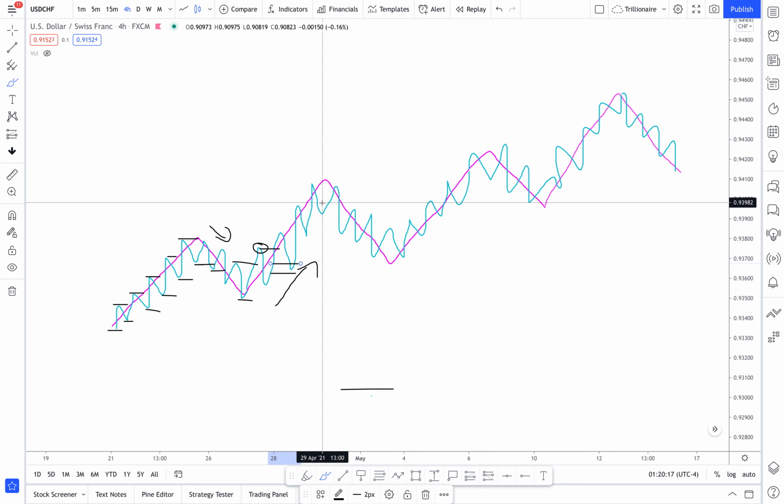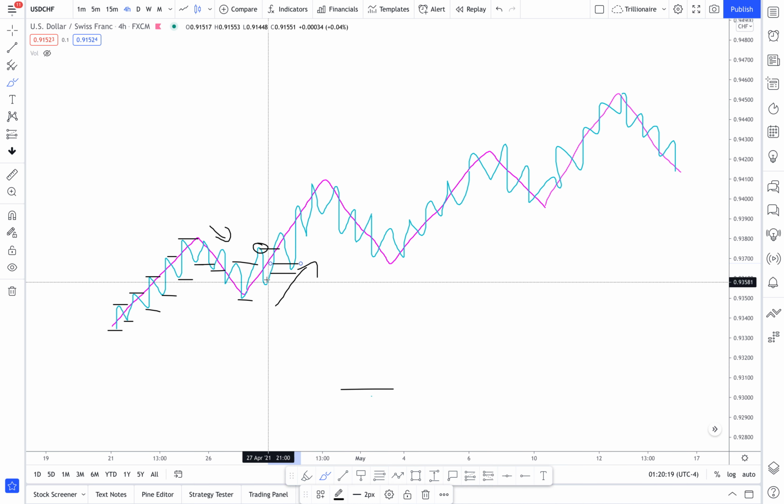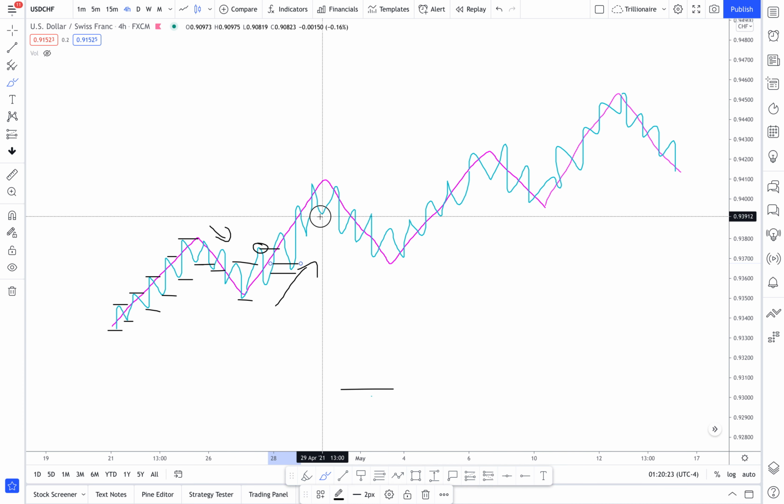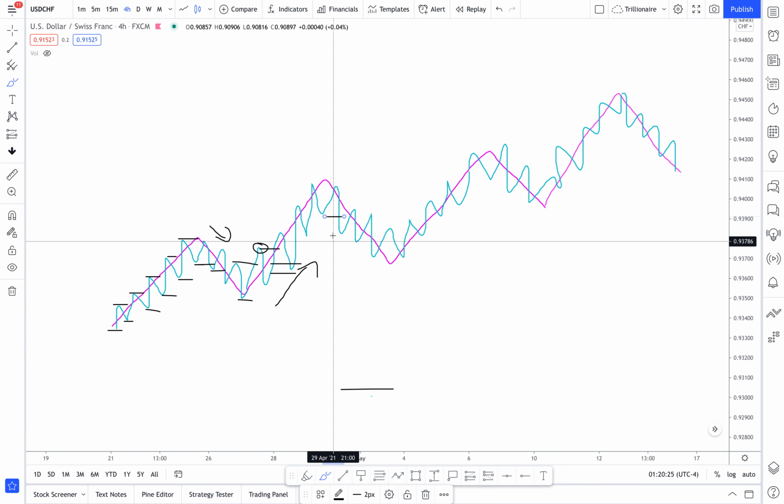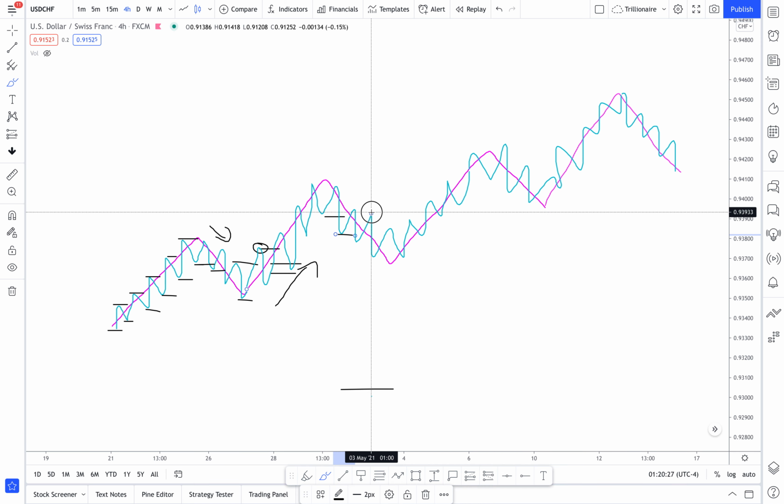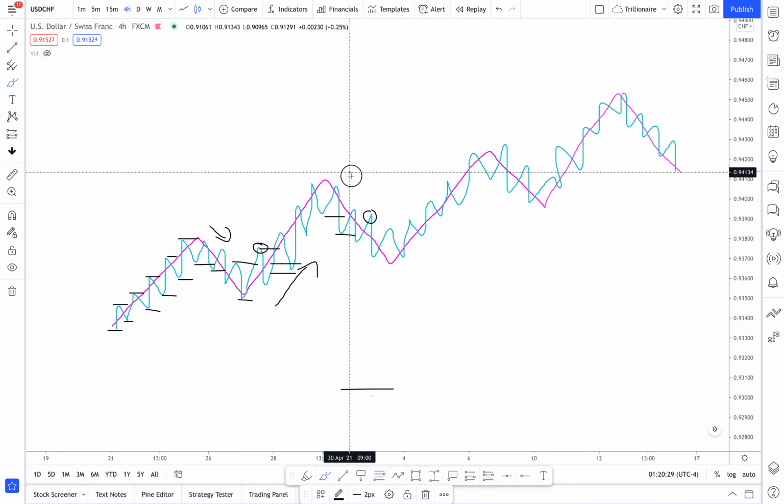then what happened? Then price starts to push up. And then you allow price to continue pushing up until you see what? Until you see a confirmed break right here, and then you know that price is now within a retracement leg.